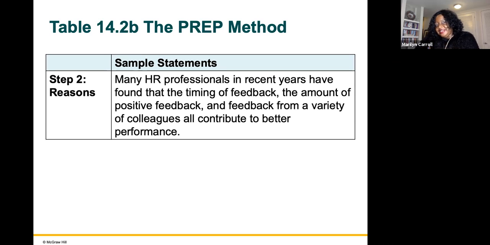Now, reasons. Check this out. Many HR professionals in recent years have found that the timing of feedback, the amount of positive feedback, and the feedback from a variety of colleagues all contribute to better performance. Do you agree? What are your thoughts?